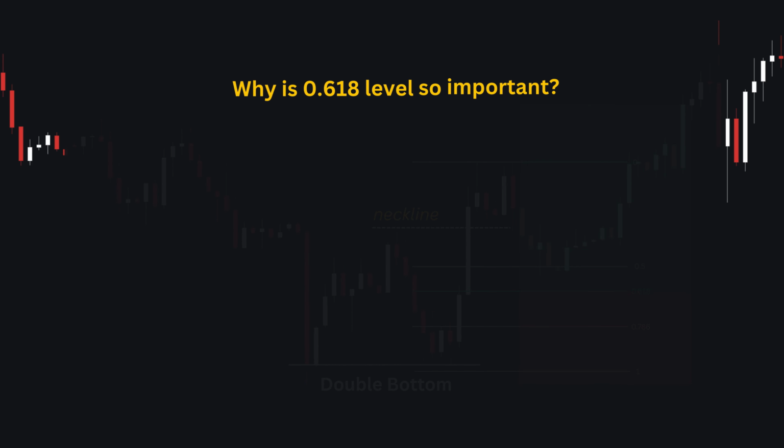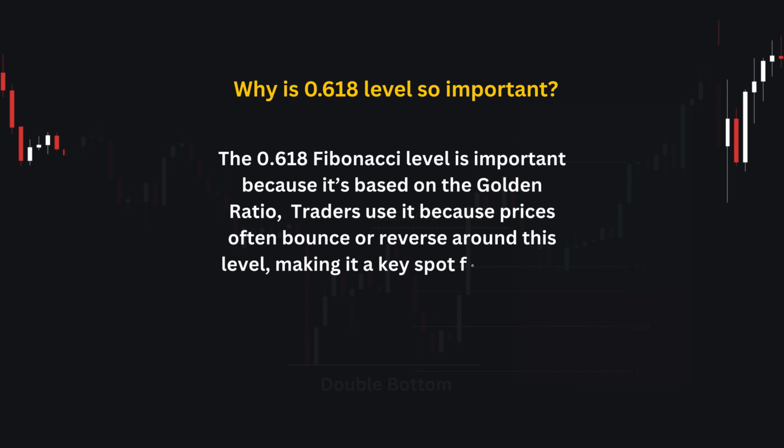But here's a question. Why is the 0.618 level so important? The 0.618 Fibonacci level is important because it's based on the golden ratio. Traders use it because prices often bounce or reverse around this level, making it a key spot for support or resistance.